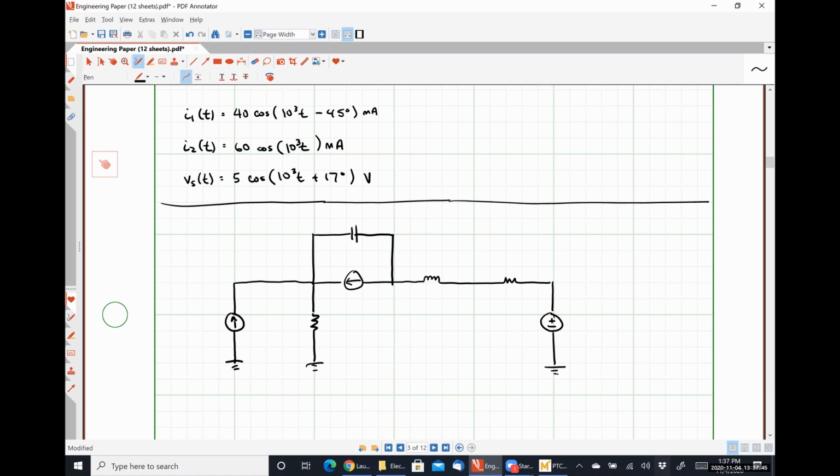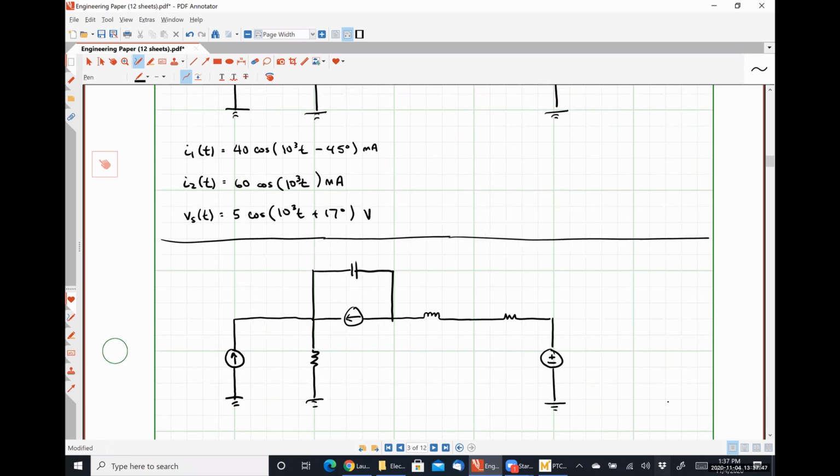Alrighty, so let's start with converting our currents into the frequency domain. Let's see. Ms. Pereira, can you tell me what the phasor representation of current I1 is going to be? I'm sorry, what was that? Yes, the phasor representation of current I1.